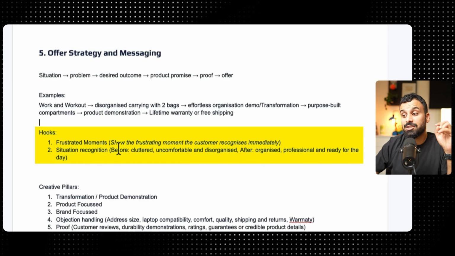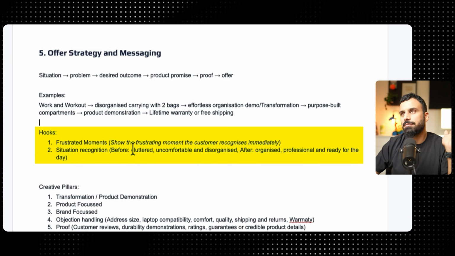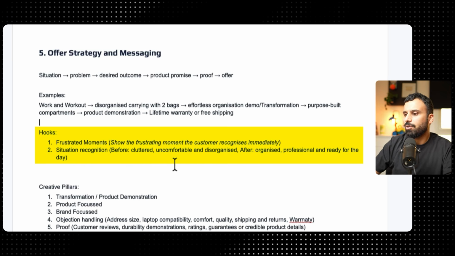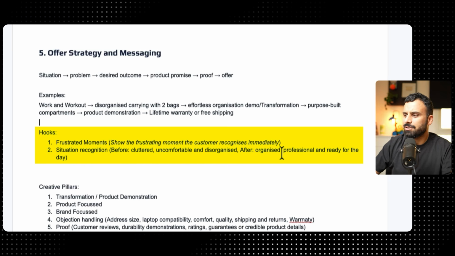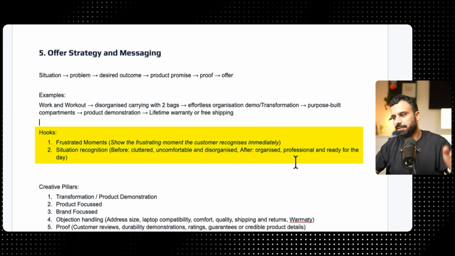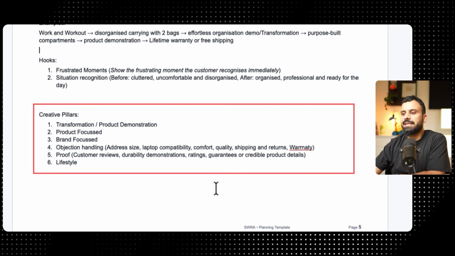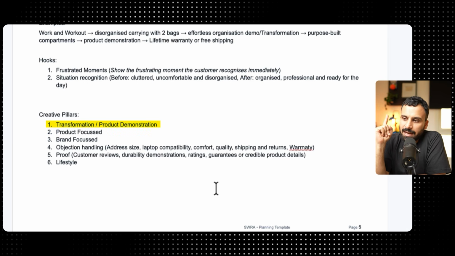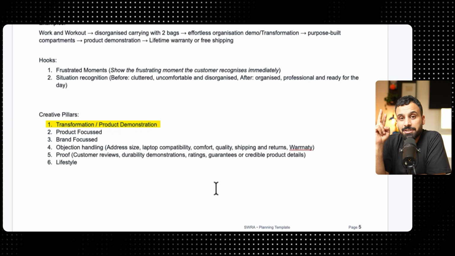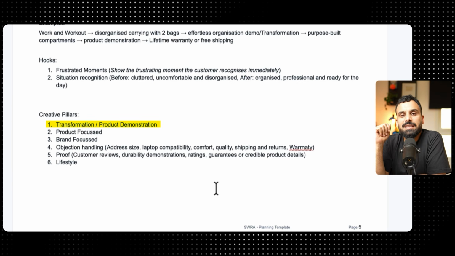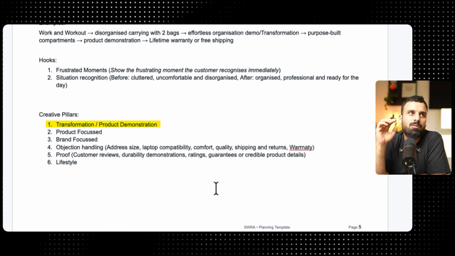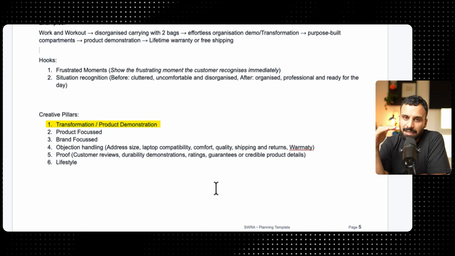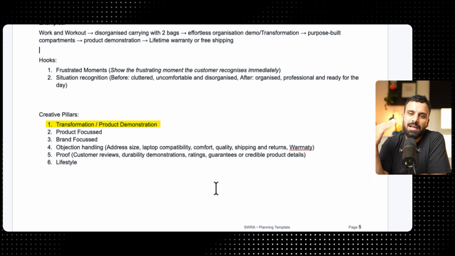For example, then situation recognition. You have to show, basically all the ads have to focus on before: it was cluttered, uncomfortable, disorganized. After: it's organized, professional, ready, whatever. You got the point. Now, when it comes to creative pillars for this brand, what I'm thinking is, 1, there has to be transformation and product demonstrations. I've seen a lot of people wondering all the time, okay, what other ad can we do? If you have creative pillars already decided, your life becomes easy.